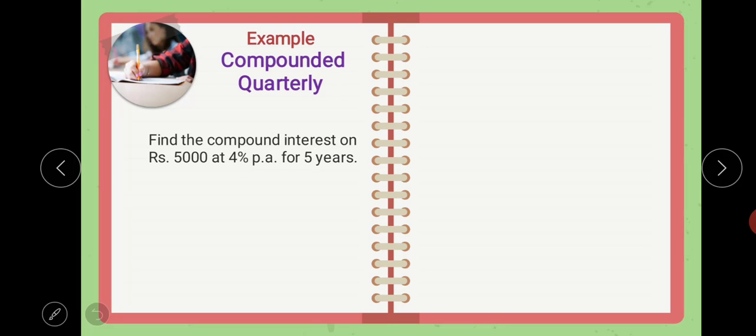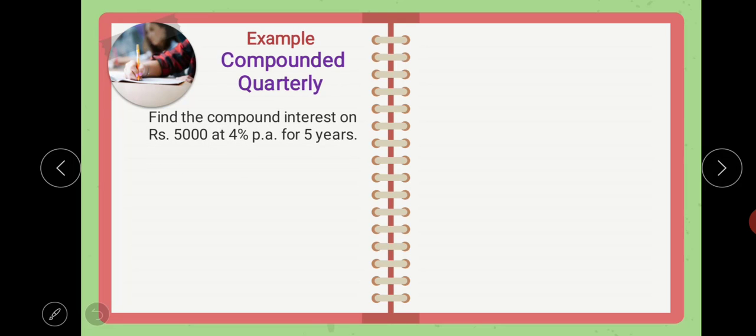So the example on compound interest compounded quarterly. We are taking the same example because we have to compare the interest. Find the compound interest on rupees 5,000 at 4% per annum for 5 years. And the compound interest we have to calculate for the compounded quarterly period. Again the same principal is given, rupees 5,000.